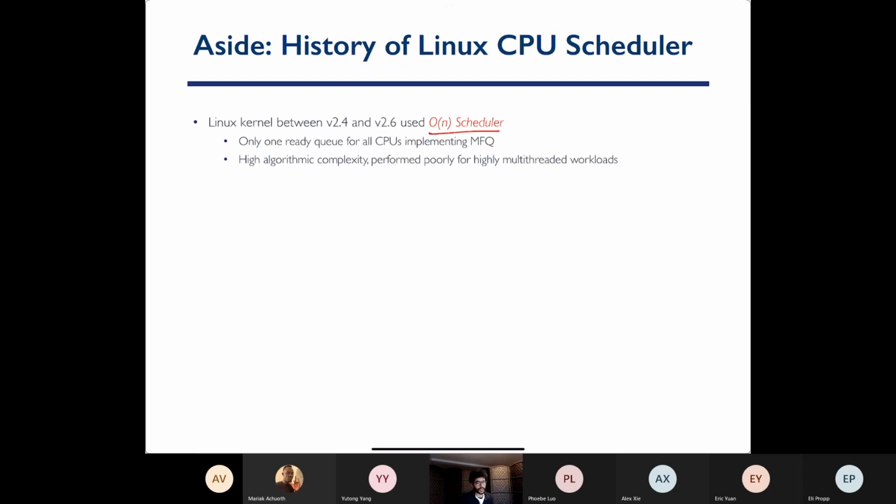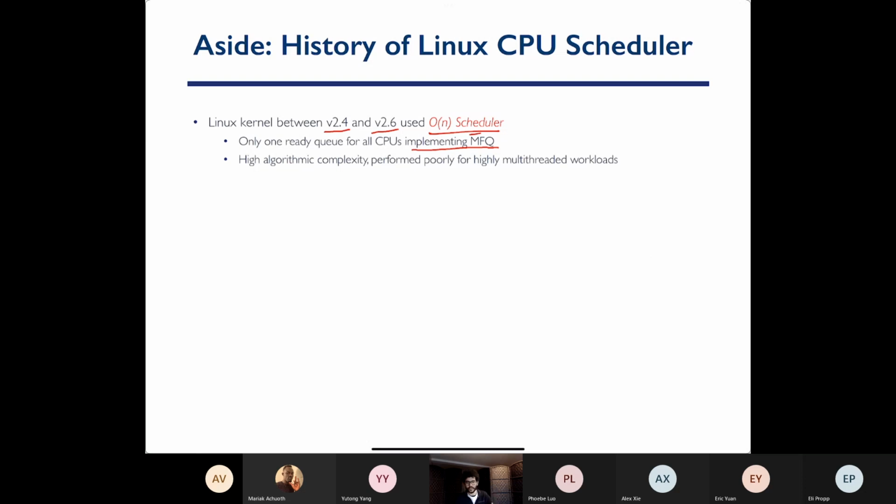It was the default scheduler in Linux kernel version 2.4 to version 2.6. This one was kind of a simple implementation of the multi-level fair queuing, the one that we saw.